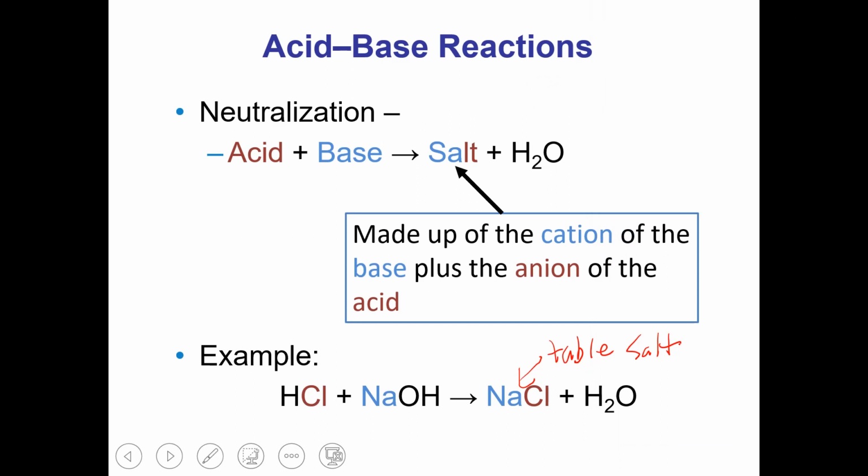Anything that is the cation from a base plus the anion from an acid is a salt. So anytime we react an acid and a base, one of our products will be water. The other is an example of a salt.